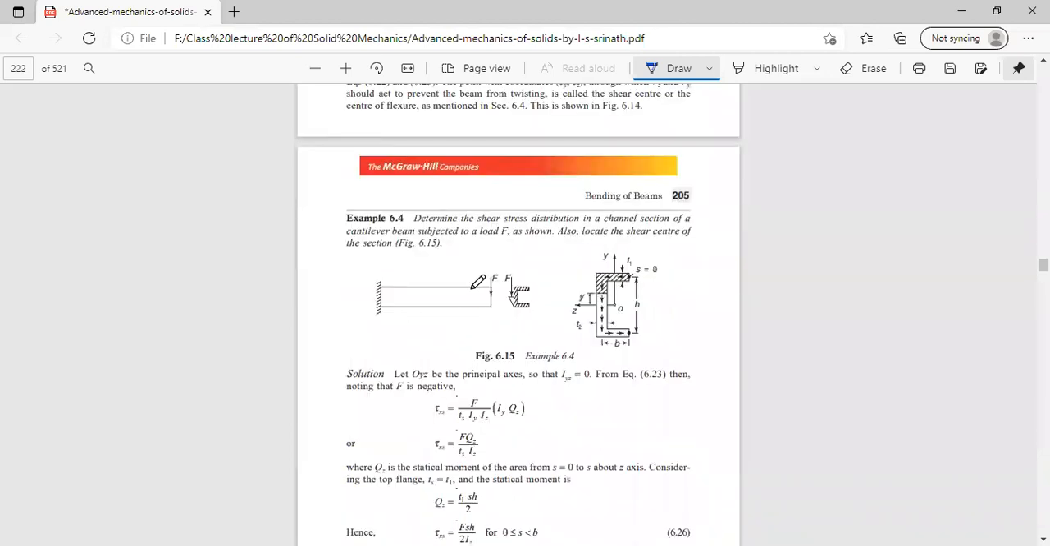Let us go to some more details, some practical problems today. Now here, the given problem is: please determine the shear stress in a channel section.